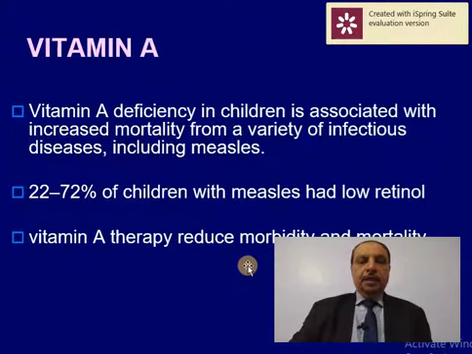We told that the retinol will be reduced by measles, and if the patient already has vitamin A deficiency, the symptoms will be severe, with more morbidity and may lead to mortality as well. Vitamin A deficiency in children is associated with increased mortality from a variety of infectious diseases, including measles. And not only measles, many infectious diseases will be more severe with vitamin A deficiency, especially viral diseases like influenza, coronaviruses, and others. 22 to 72% of children with measles have low retinol, and vitamin A therapy reduces morbidity and mortality.